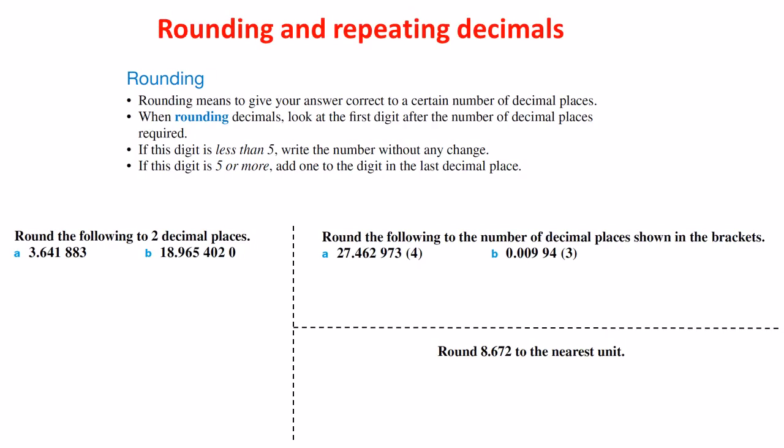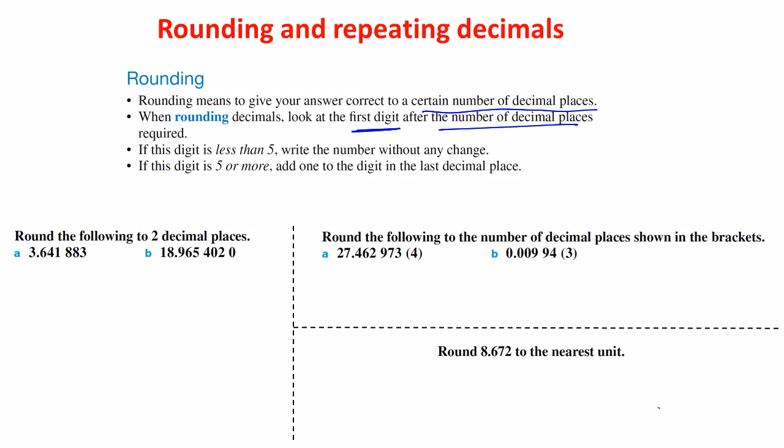Okay, so today we're going to be looking at rounding and repeating decimals with a bit of money thrown in there as well. Rounding means that you give your answer to a certain number of decimal places. When we round decimals, we look at the first digit after the number of decimal places is given.